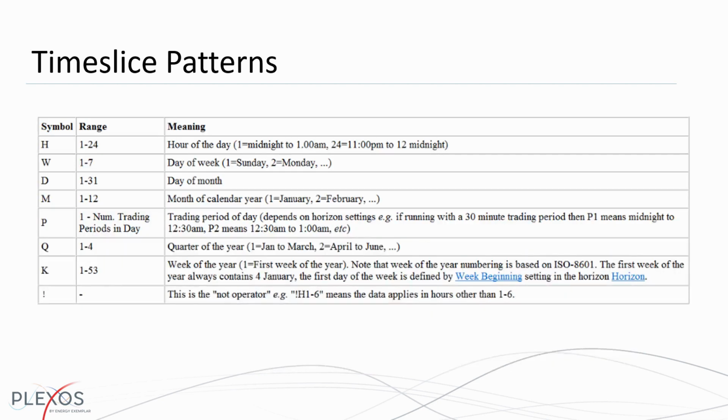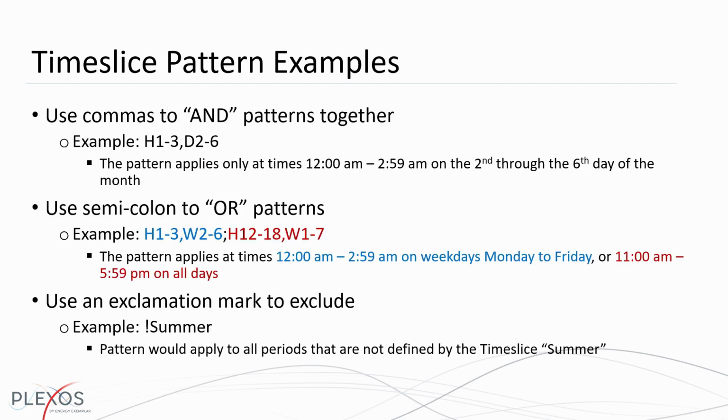Time slice patterns. In PLEXOS, we have a range of symbols that could be used to define your time patterns. These include H for hours, W for day of the week, and the rest of the examples can be seen here. So the question is, how do we combine these to make more complex time patterns? We have some examples here. If you are looking to AND patterns together, use a comma. For example, H1 through 3, D2 to 6.